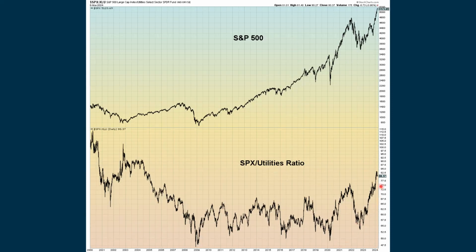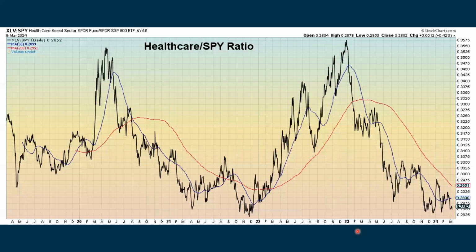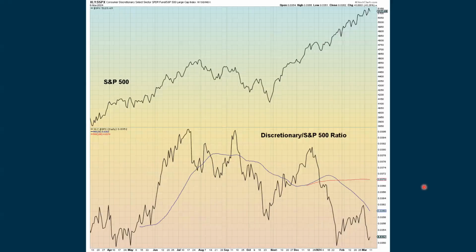Typically, when this is going up, that means the S&P is outperforming utilities, and quite often that's what we see the index doing. When this is coming down, that's when the S&P is under pressure. It has fallen back, but overall, this ratio has been going up. We look at healthcare, which has really been underperforming the S&P. This next chart also shows how healthcare is in a downtrend with that ratio.